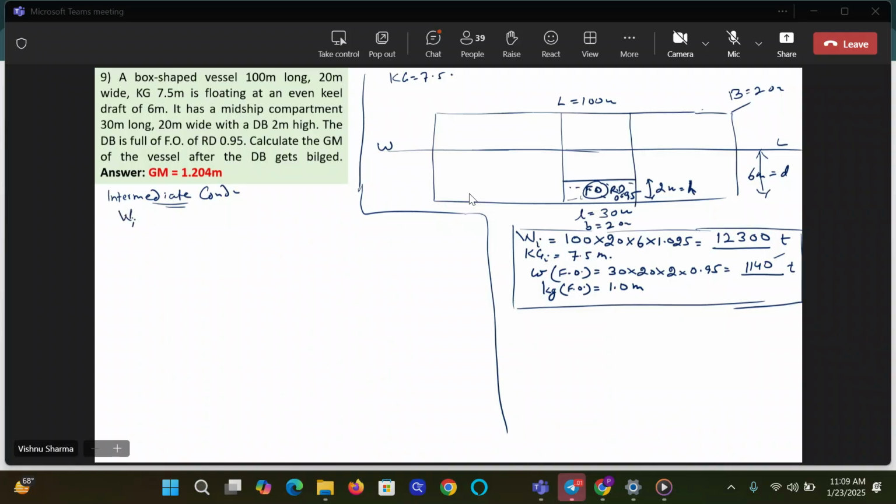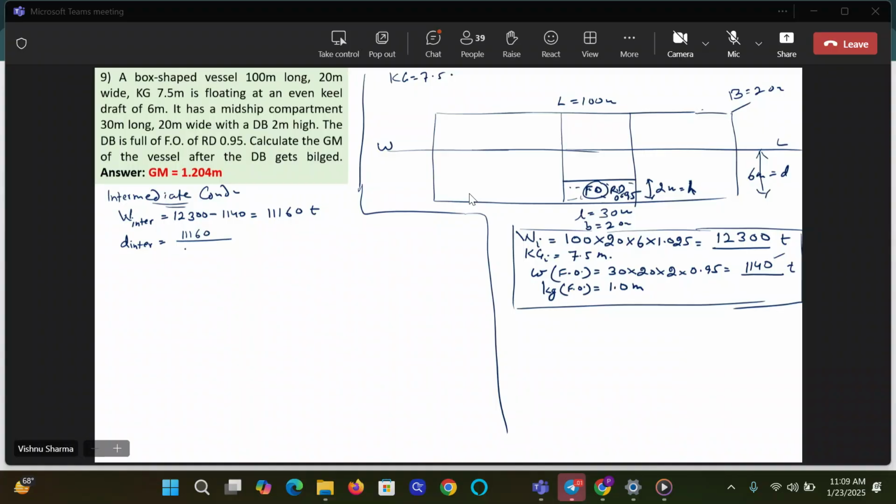The displacement in the intermediate condition will become less by 1140. So it is 12,300 minus 1140, which is 11160 tons. Will this change the draft of the ship? Yes. If the ship is intact and you're discharging weight, it will change the draft in the intermediate condition. How much will it be?